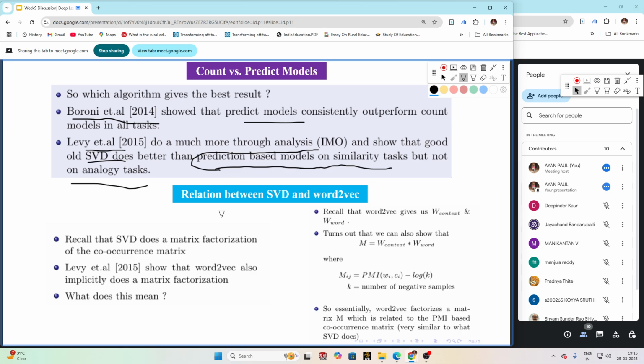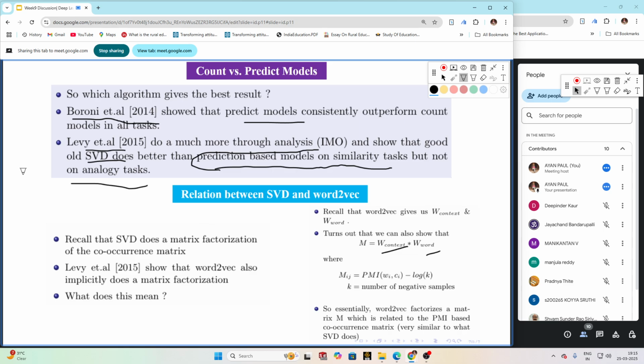Now what is the relation between SVD and word vector? In both we are dealing with the word and context vectors. That is why there is some kind of similarity. Also in SVD you have seen that we make this co-occurrence matrix, and we take the word vector in the rows and the context vector in the columns.